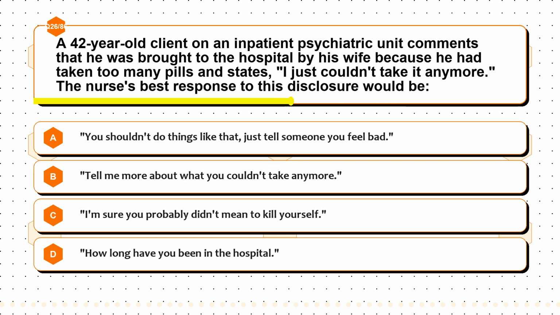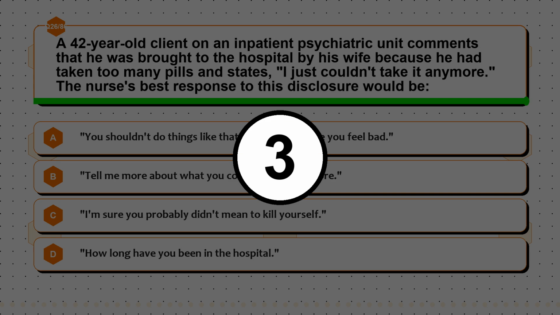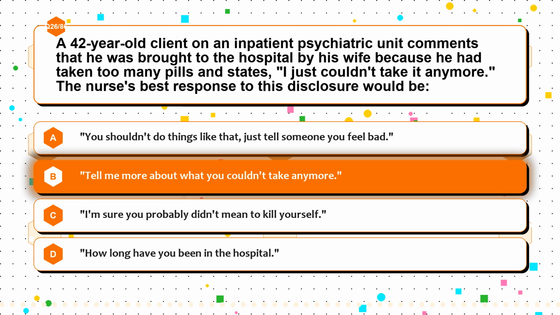Option A. You shouldn't do things like that. Just tell someone you feel bad. Option B. Tell me more about what you couldn't take anymore. Option C. I'm sure you probably didn't mean to kill yourself. Option D. How long have you been in the hospital? The correct answer is option B. Tell me more about what you couldn't take anymore.